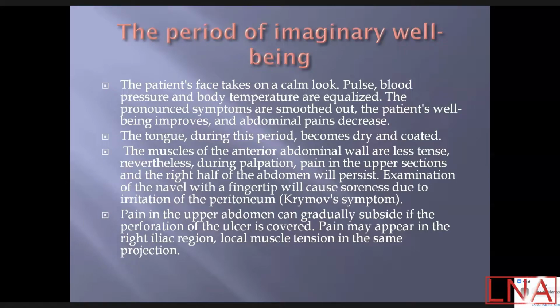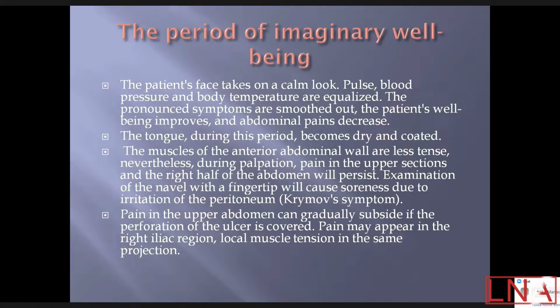Pain may appear in the right iliac region. Local muscle tension in the thumb projection. This occurs due to a leakage of gastric or duodenal content along the right lateral canal and accumulation of peritoneal exudate in the right iliac fossa.